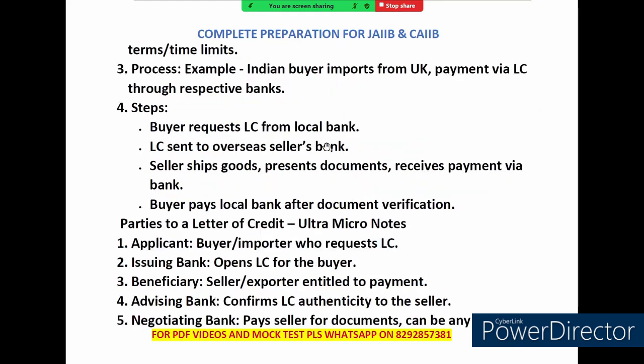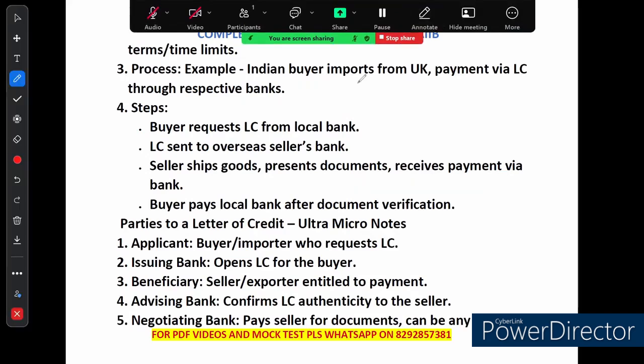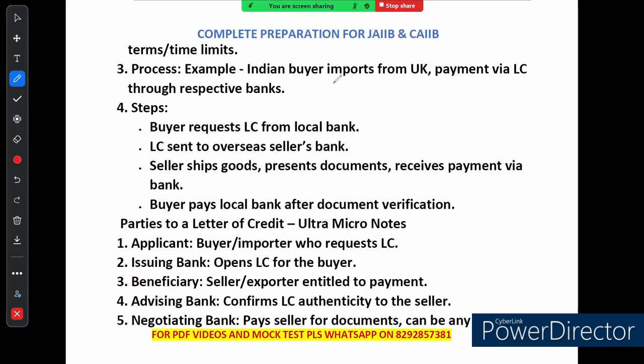Now here is a quick example. An Indian buyer imports goods from the UK. The payment is made by LC through the respective bank. So the buyer issues the LC from the local bank. This LC is then sent to the seller's bank overseas. The seller ships the goods, presents the documents and receives payment via their bank. Finally, the buyer pays the local bank after verifying the documents.